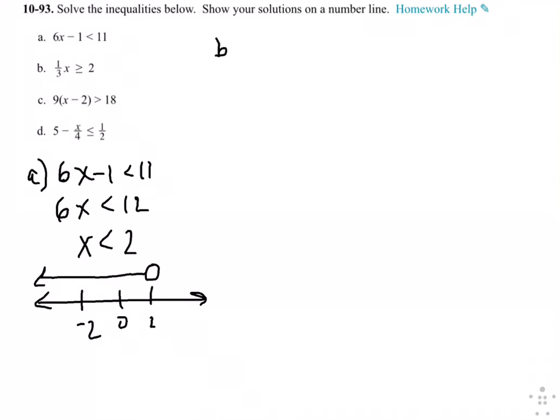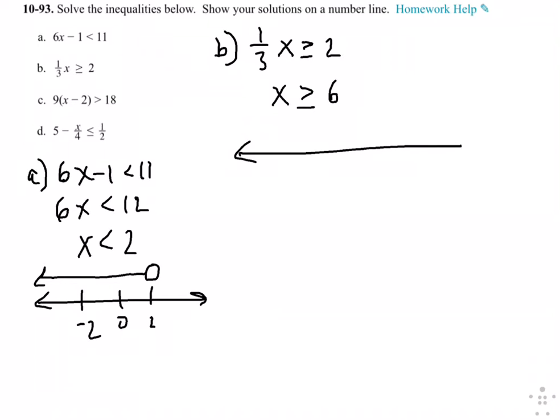B, let's do B. 1/3 x greater than or equal to 2. Multiply both sides by 3, right? Or divide by 1/3, same thing. We get x is greater than or equal to 6. And if I graph that, 0, negative 6, 6. Greater than or equal is a closed circle, and that's going to go to the right.